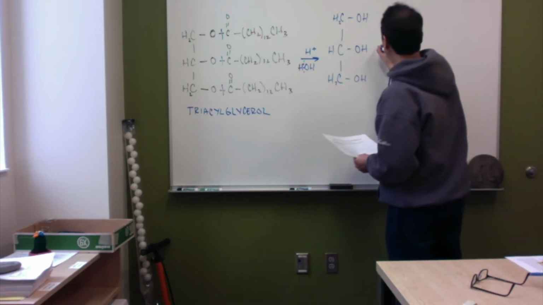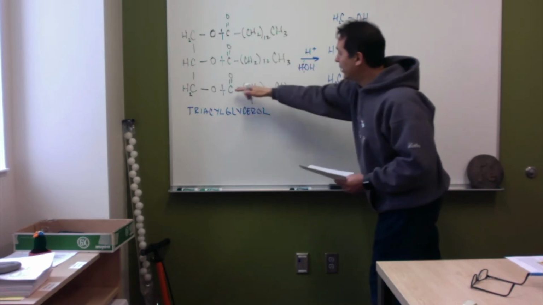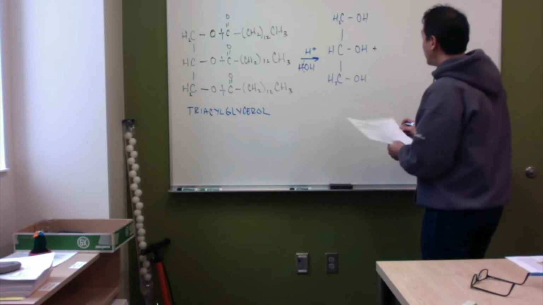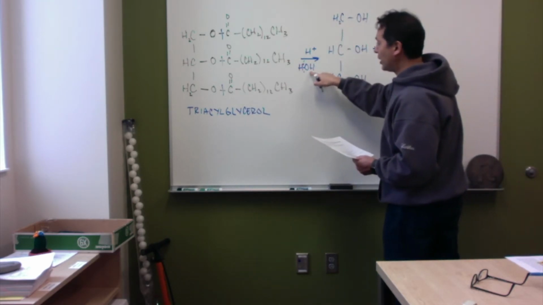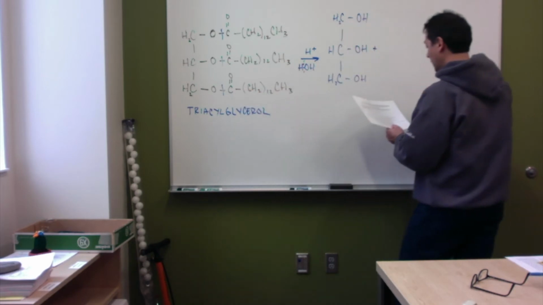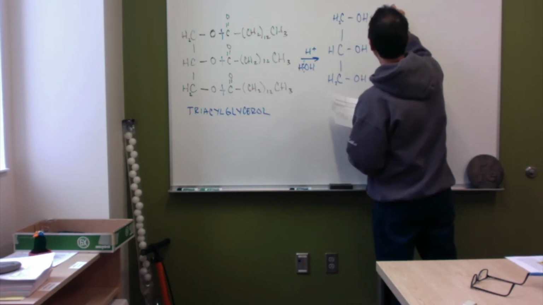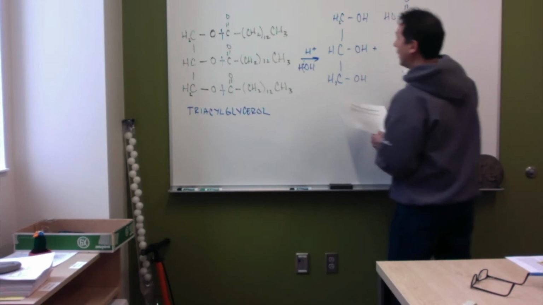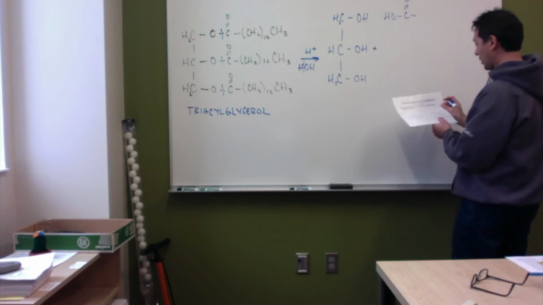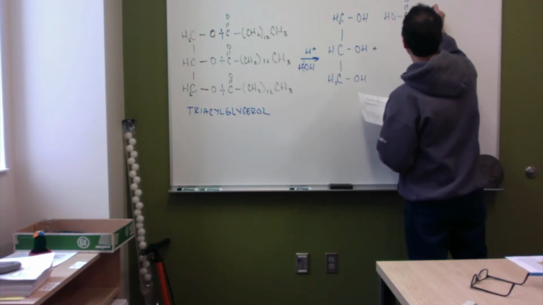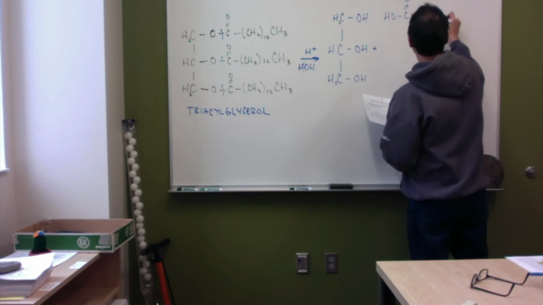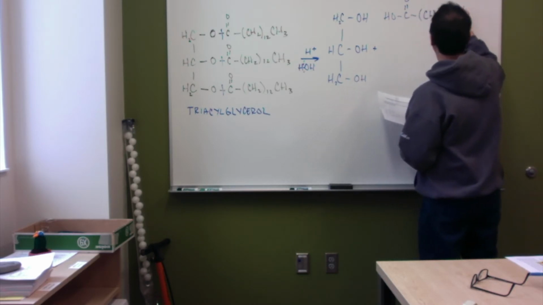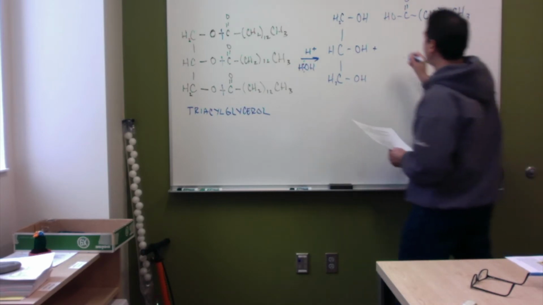And then we're going to end up with three of these, these long carbon chains with hydroxides attached to them. So we're going to take these OHs and we're going to attach them on here. So it's going to look like this. We're going to have HO, carbon, double bond O, and then we're going to have the rest of this molecule here, which is going to be CH2 12, CH3. And we'll do that 3 times.